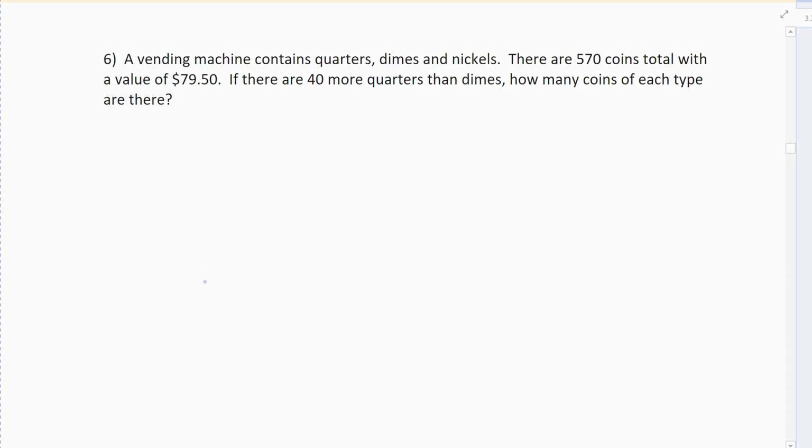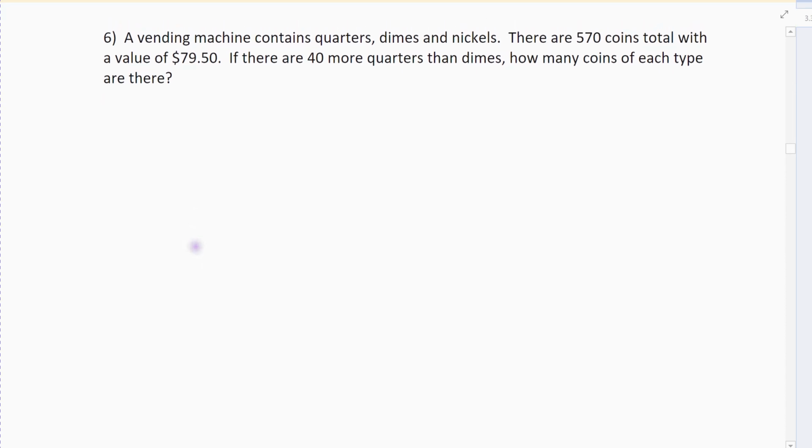Okay, continuing on in applications of solving systems using matrices. Page 4, I believe. Alright, a vending machine contains quarters, dimes, and nickels. There are 570 coins total, valued at $79.50. There are 40 more quarters than dimes. How many coins of each type are there?